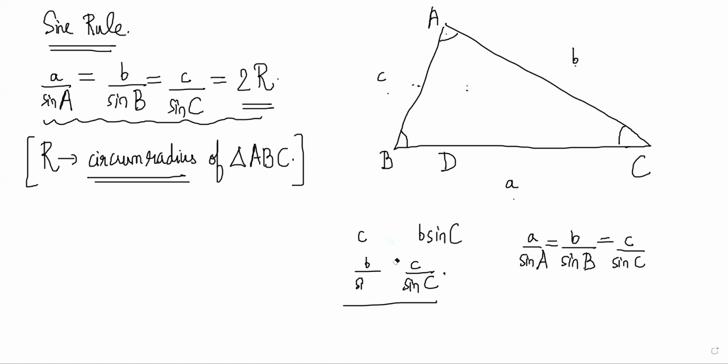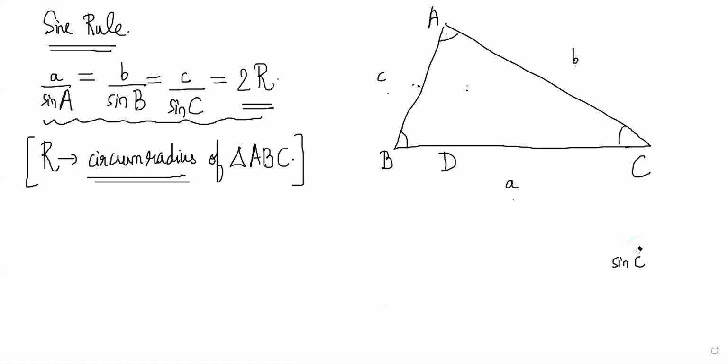Yes, sir. Now what we actually want to prove is that all the first three are equal to 2R, right? That is what we really want to prove. So what we will do here is think of the circumcircle of this triangle.